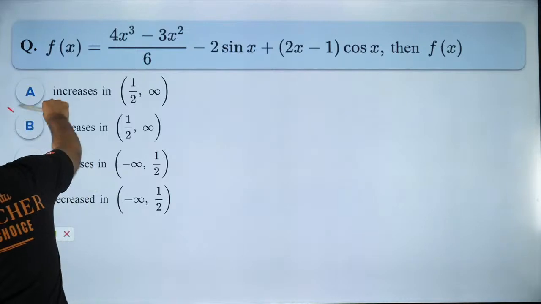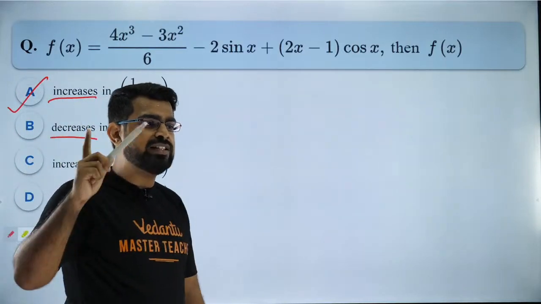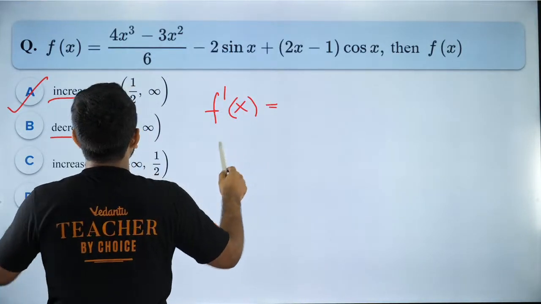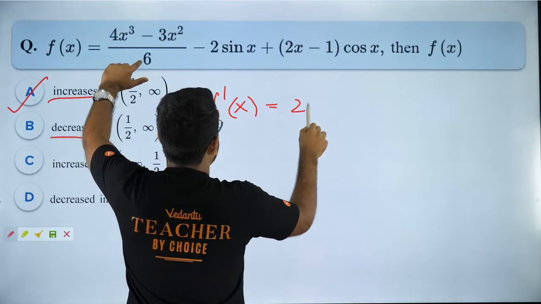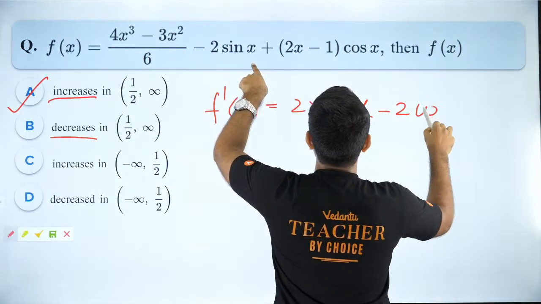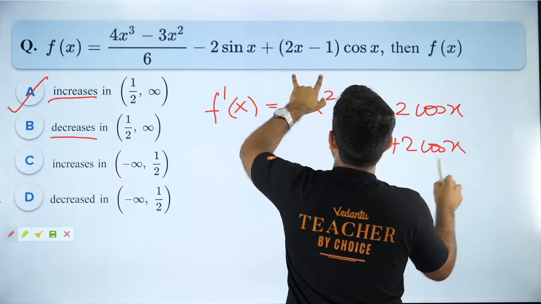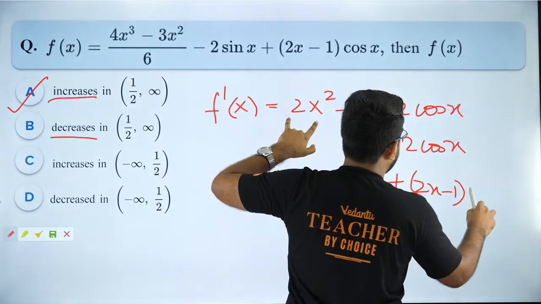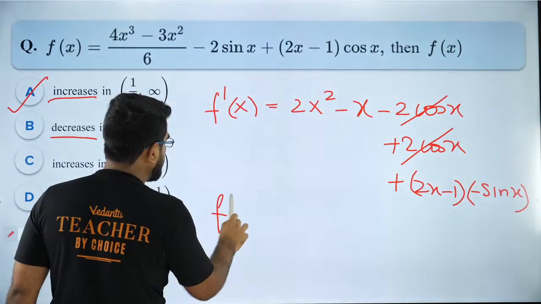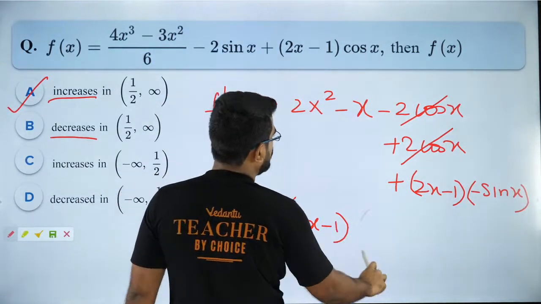Okay, so the answer is option A. I will do it for you. So for increasing, decreasing, what you should do, I told you in the formula revision session: you have to get the derivative of f of x. So when I get the derivative of f of x, what did I get? I will get 12x square by 6, which will be 2x square, minus 6x by 6, which will be x, minus 2 times the derivative of sin x, which is cos x. Then you will have plus (2x minus 1) into cos x. So it will be 2 into cos x plus (2x minus 1) times the derivative of cos x, which is minus sin x. So when I cancel out everything, what will I get? I will get f dash of x is equal to 2x minus 1 times x minus sin x, taking it common.